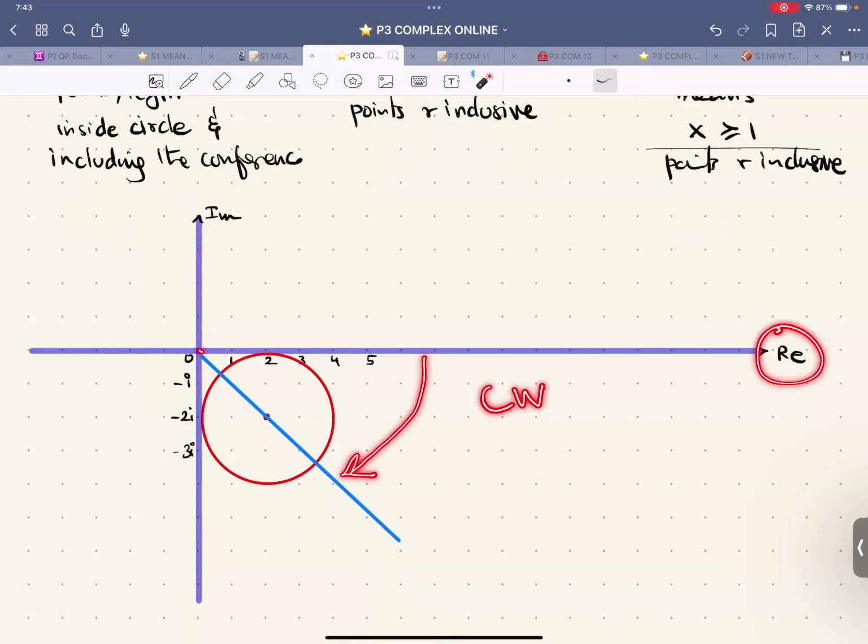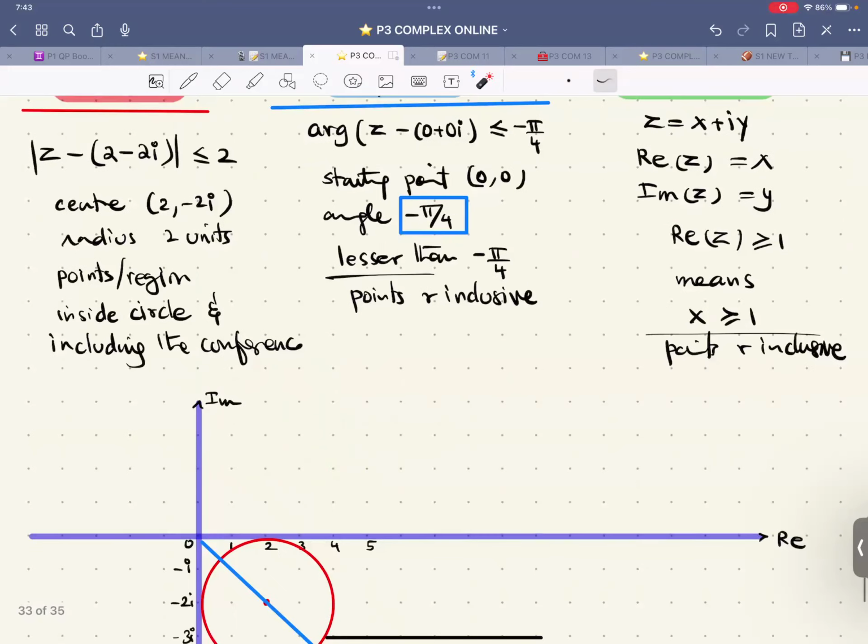This is clockwise. Since it's 45 degrees, it should be passing through the line y equals x or y equals negative x, because when we go this way, this 90 degrees is divided into two parts. So this is 2, this is minus 2, this is 3, this is minus 3, and so on. That is how to draw the line without using a protractor. So now this thing is done.